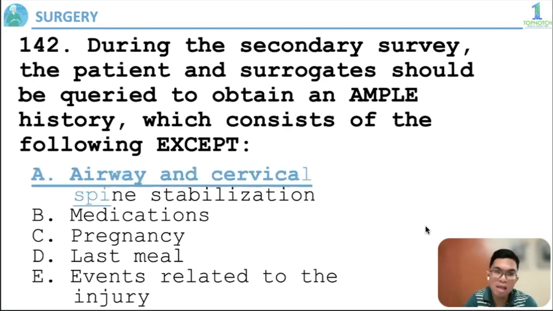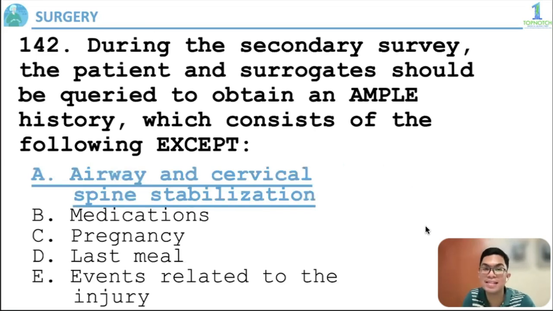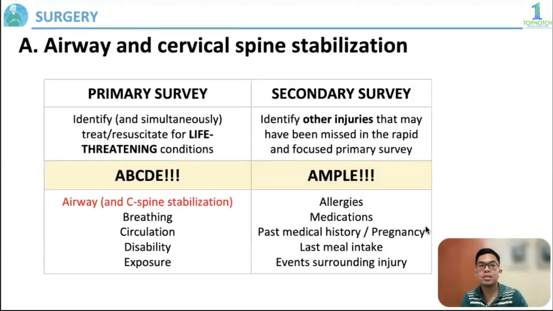It's your letter A, airway and cervical spine stabilization, because that's part of your primary survey. Di ba yung A, B, C, D, E natin? So the primary survey, A, B, C, D, E, is to identify and simultaneously at the same time resuscitate the patient if there are life-threatening conditions. So first, airway. So laging tandaan, airway kasabay niya lagi si spine stabilization. So you want to protect the airway while protecting the cervical spine as well. So the rest of the ABCDE is breathing, circulation, disability, and exposure.